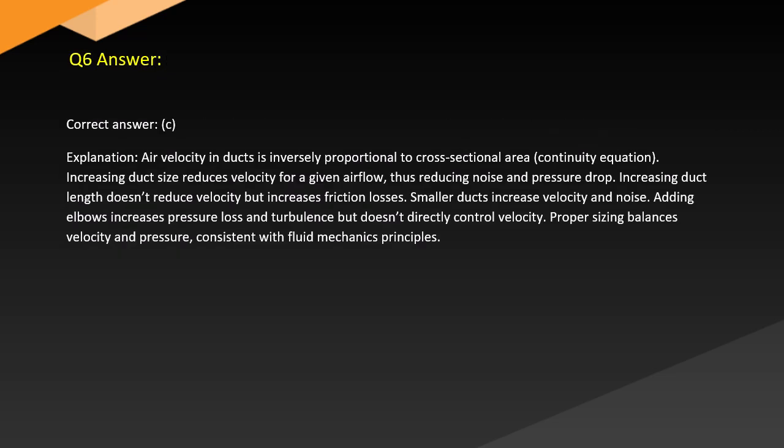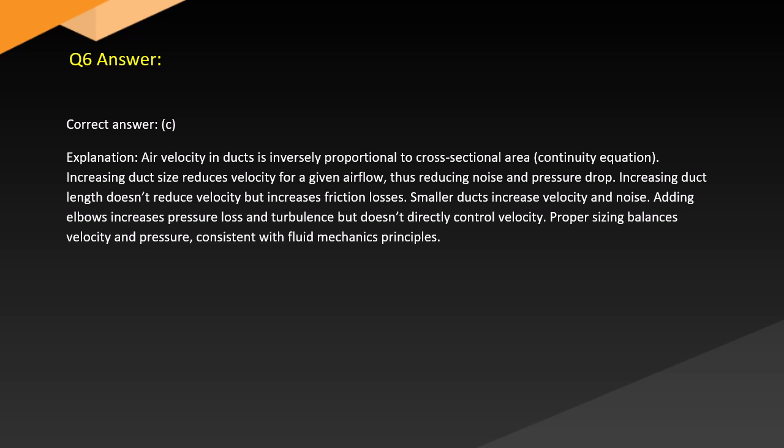Answer. Correct answer: C. Explanation: Air velocity in ducts is inversely proportional to cross-sectional area, per the continuity equation. Increasing duct size reduces velocity for a given airflow, thus reducing noise and pressure drop.